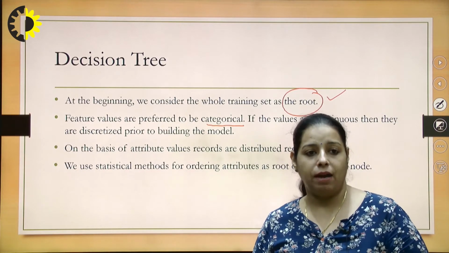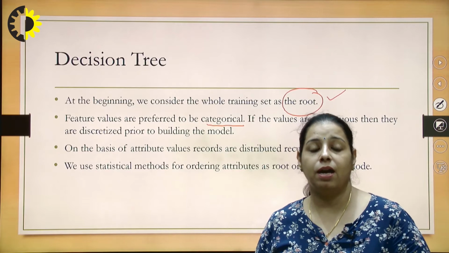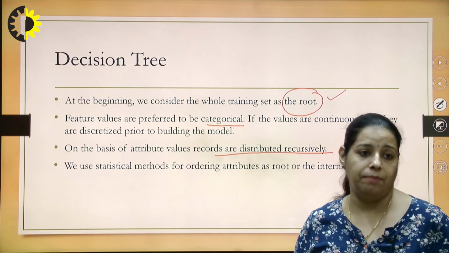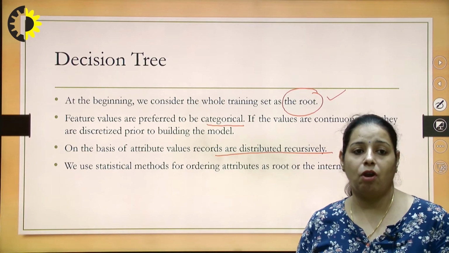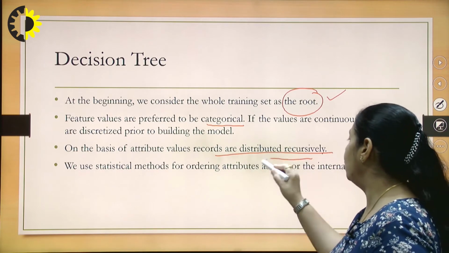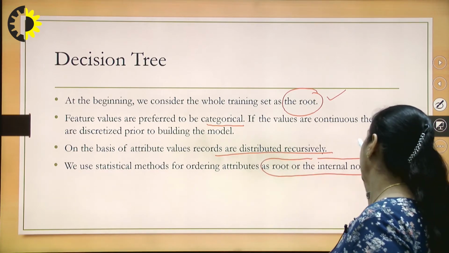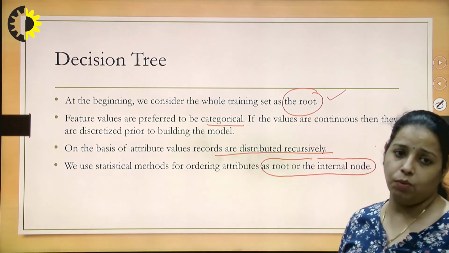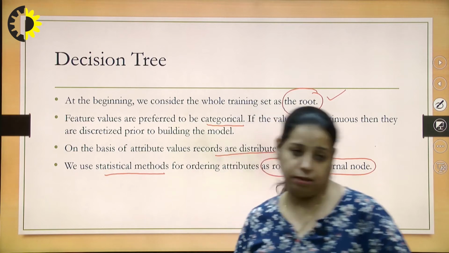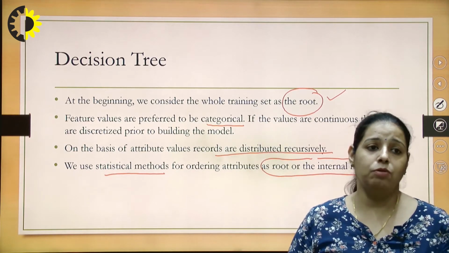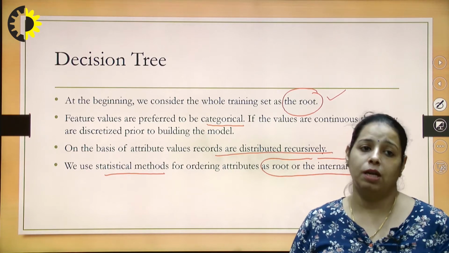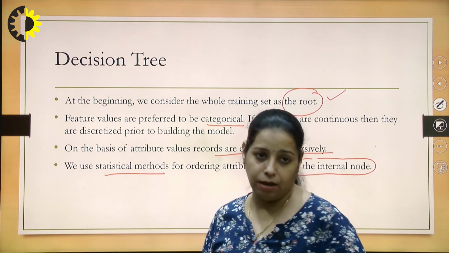On the basis of attribute values, records are distributed recursively. This is one of the important points, that the records are distributed recursively. We use statistical methods for ordering attributes as roots or internal nodes. As I have already told you, there is a concept of prediction values, +1, -1, +2, -2, which come under statistical methods. So whatever values we give to the decision tree and whatever values we put in certain leaf nodes are on the basis of certain statistical values.